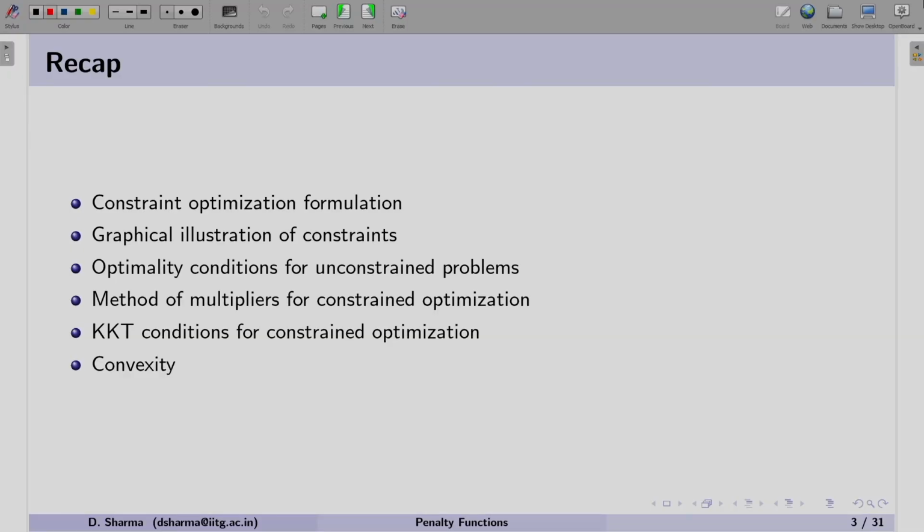So let us start with the recap. In the previous session, we started with the constraint optimization formulation, in which our objective function was subjected to inequality constraints, equality constraints, and the variable bounds. For this problem, we went through the visualization of different types of spaces that will be made by the constraints. So we had a continuous search space, followed by a discontinuous search space.